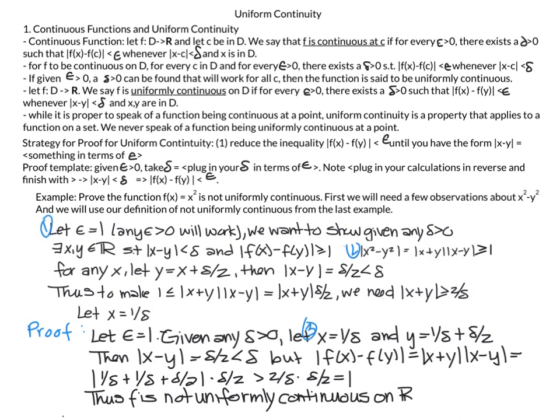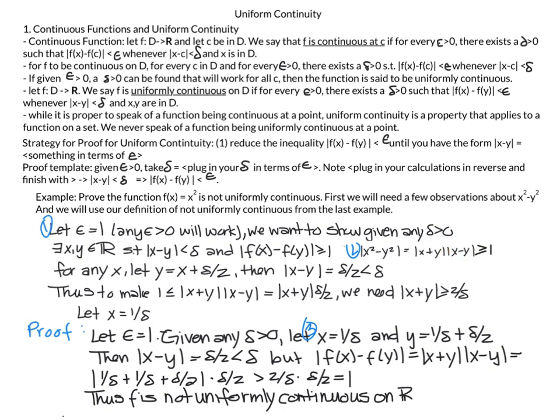So I feel like there were three kind of clever parts of this proof, and the first one was when we did the negation of the definition of uniformly continuous, so we would have a criteria for not being uniformly continuous. The second one is when we looked at f of x minus f of y, we factored it into two parts, x plus y and x minus y.